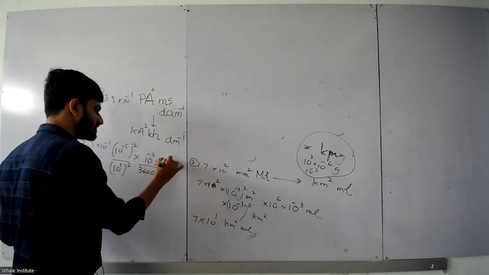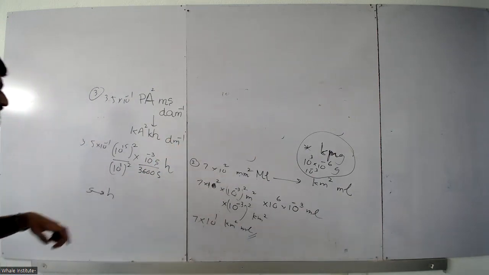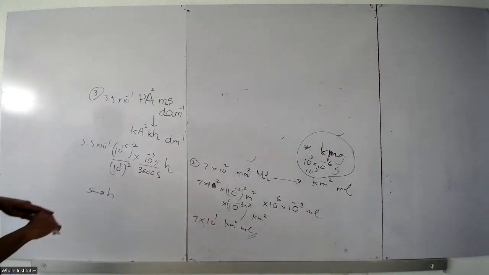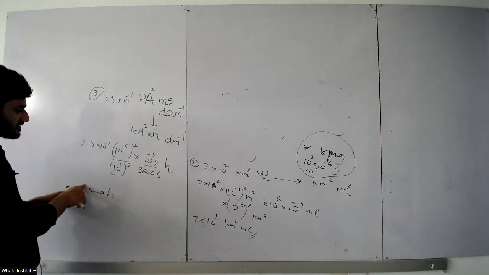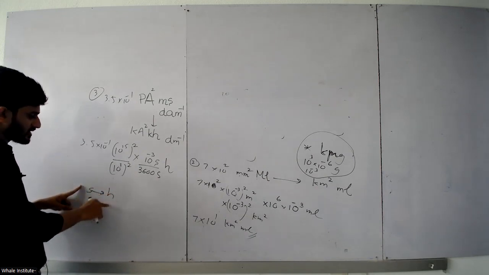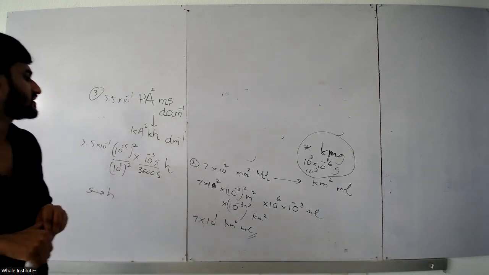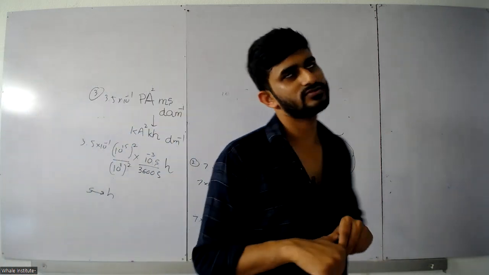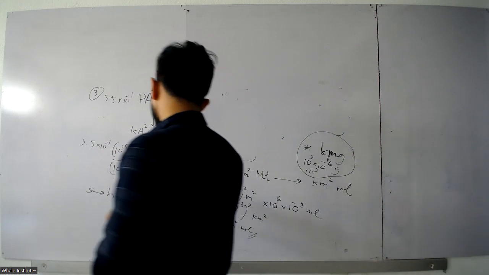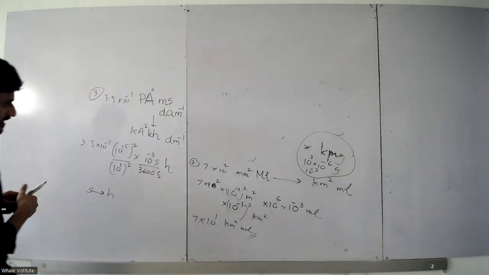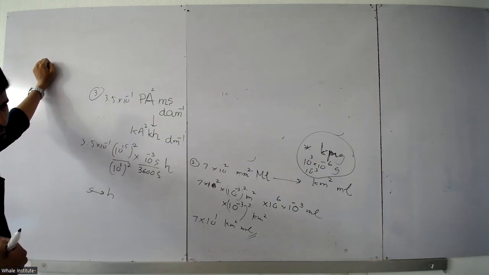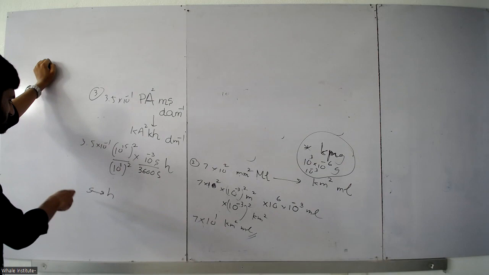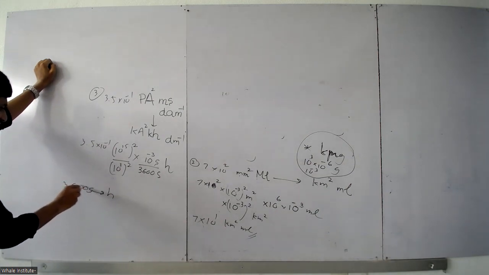Seconds, then it will be in hours, right? We know 1 hour equals 3600 seconds, so 1 second equals 1 over 3600 hours. So this part you should know: to convert seconds to hours you divide by 3600. Remember that 1 hour means 3600 seconds.